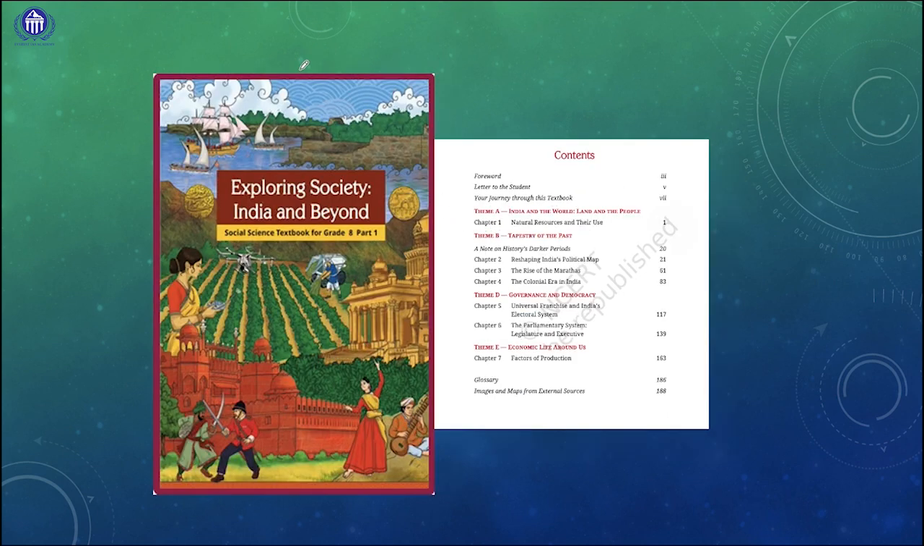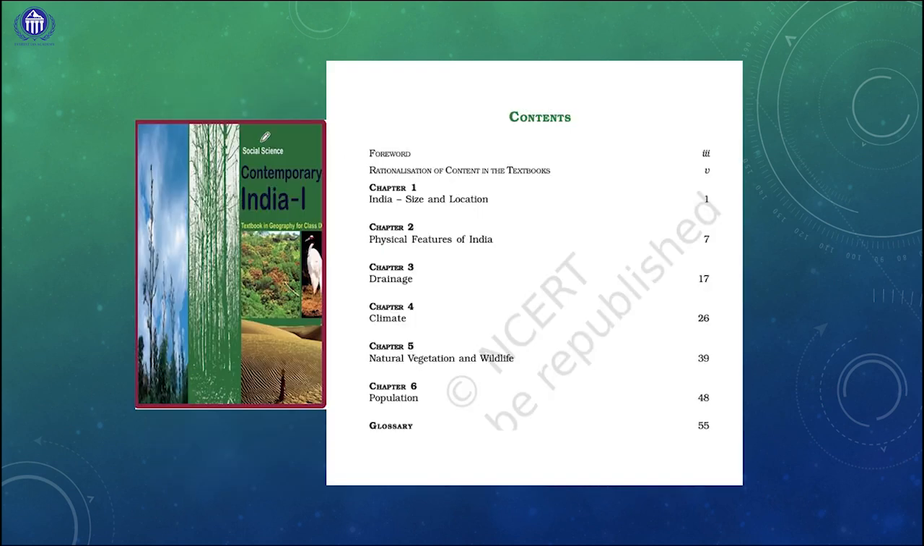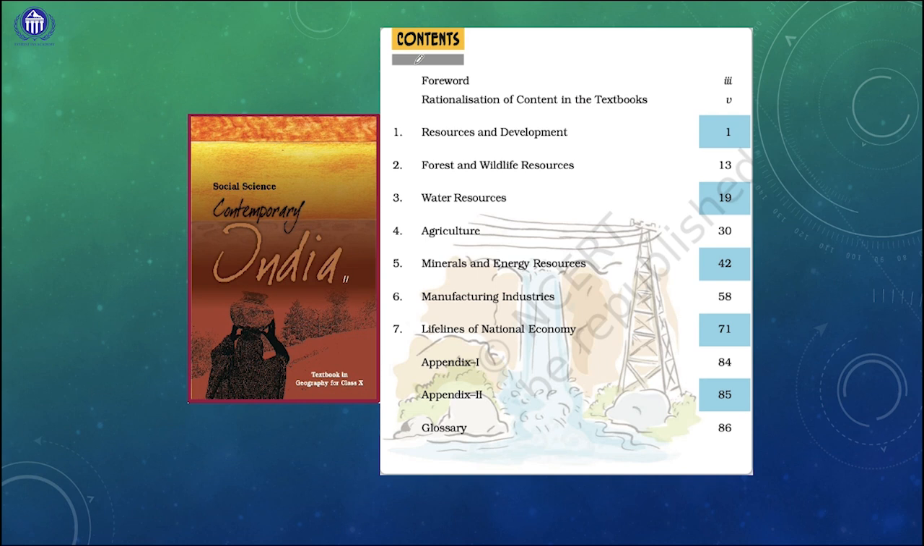And coming to the 8th standard Exploring Society, India and Beyond book, here in the Theme A segment, you need to cover the chapter on natural resources and their use. Now coming to the 9th standard NCERT, this you need to fully cover for the UPSC preliminary examination, and it's a very simple book only, students. And when it comes to the 10th standard NCERT, again you need to read fully the 7 chapters which are listed here.